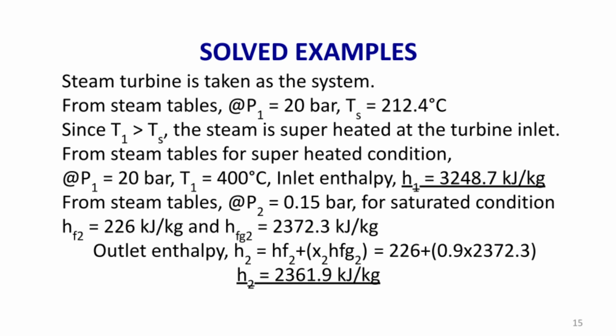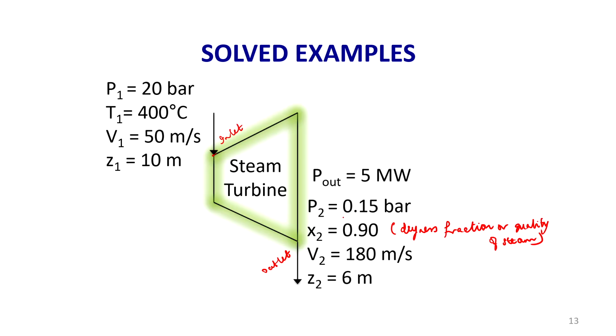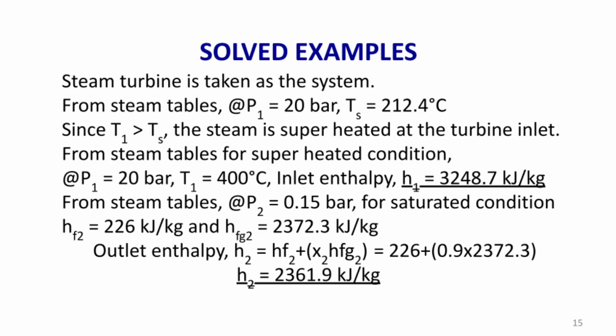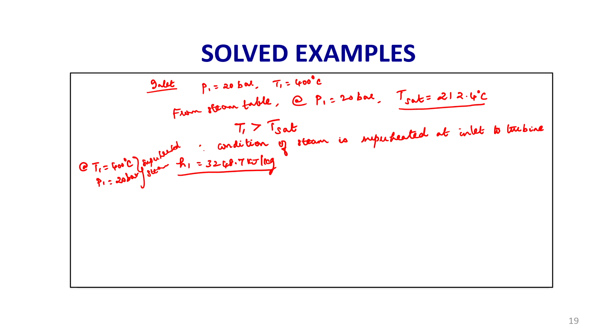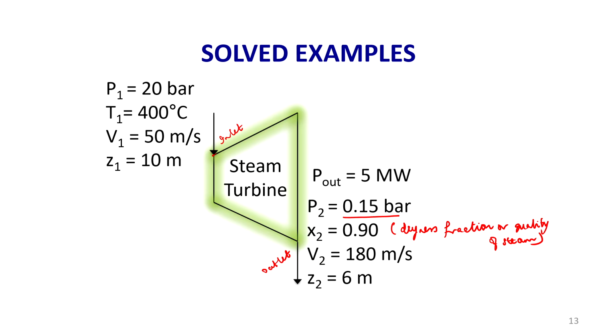Now, for the exit condition, the pressure is given as 0.15 bar, that is the condition of the steam at the outlet of the turbine. So, at the outlet of the turbine, P2 is equal to 0.15 bar. And at the exit of the turbine, the dryness fraction of the steam is 0.9. That means it contains 10% liquid carryover, 90% only vapor.